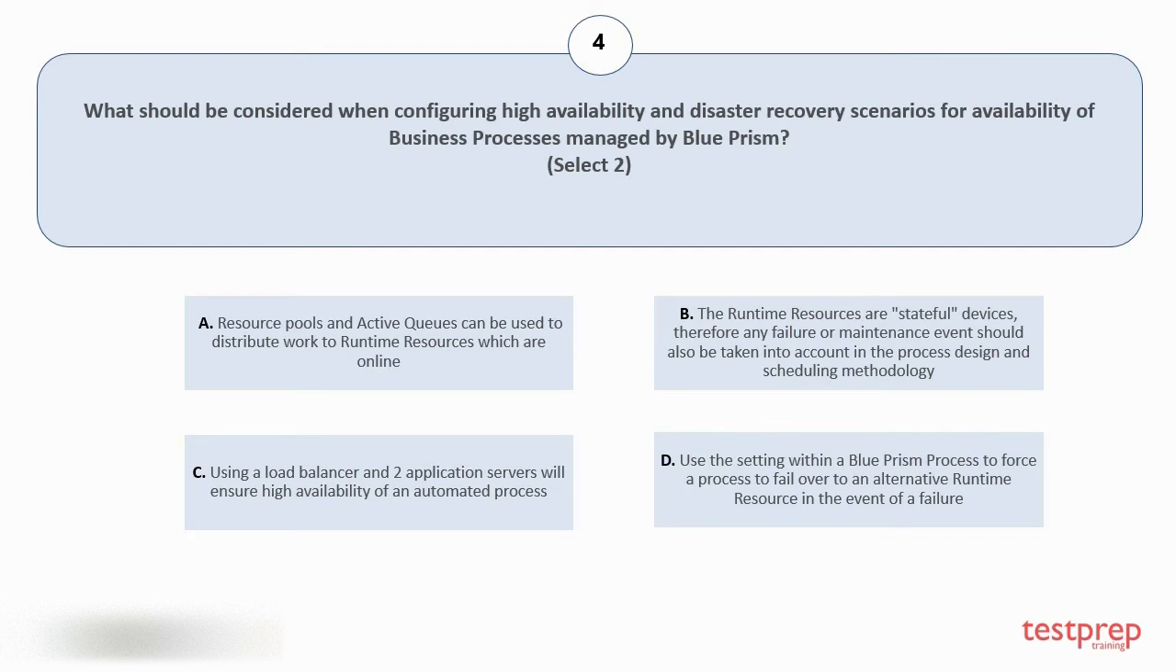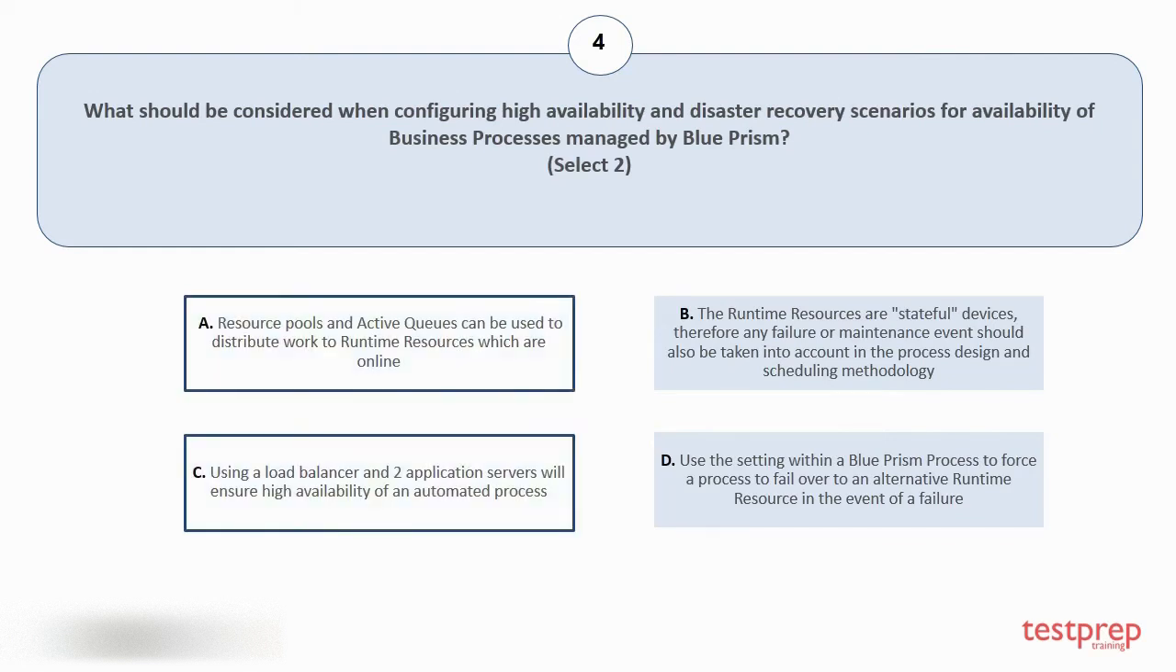C. Using a load balancer and 2 application servers will ensure high availability of an automated process. D. Use the setting within a Blue Prism process to force a process to fail over to an alternative runtime resource in the event of a failure. The correct answers are option A and C.